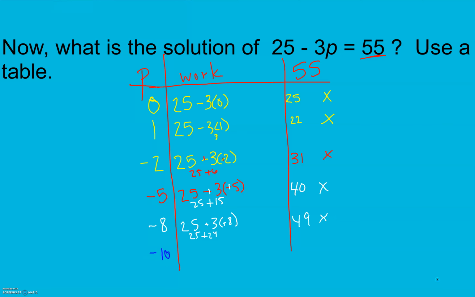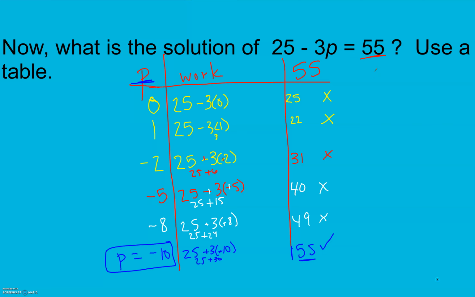Let's try negative 10. 25 minus 3 times negative 10. Two negatives make a positive. 25 plus 30 gives me 55, and that is what we're looking for. So P has to be negative 10. It's the number in my P column here that gives me a statement that's true, which makes it my solution.